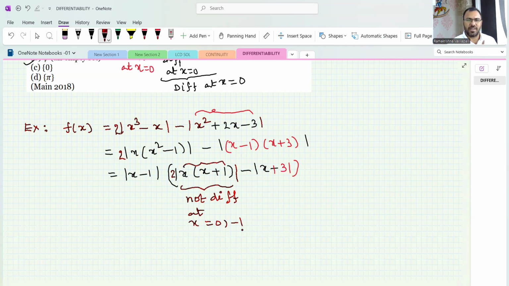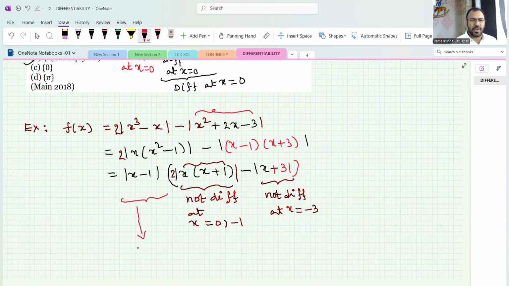So this function is non-differentiable, and this is non-differentiable at -3. Not differentiable at -3. So as such, there are 3 non-differentiable points. But one function is waiting outside that we have not yet tested. This function is not differentiable at 1.